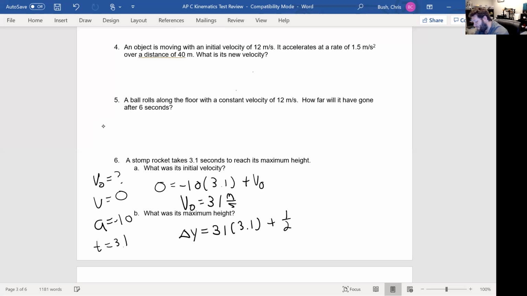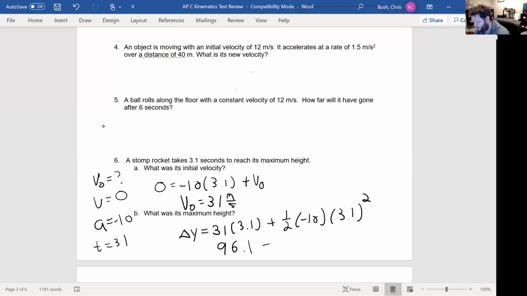plus 1/2 a t squared. Now this is where your signs are very important, because if you do your signs right, the math does most of the work for you. So we do 31 times 3.1 is 96.1 minus 0.5 times 10 times. The reason I'm doing the minus is because the 10 is negative, right? So this 1/2 times -10 times 3.1 squared is going to get you -48.05. So you can subtract the number or you can add the negative number.